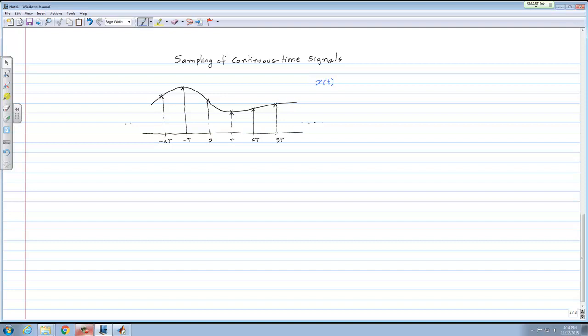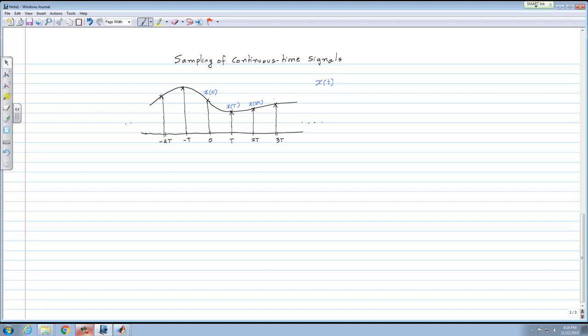That means I get to know the value taken by the signal at time t equal to 0, namely x of 0. We know x of T, we know x of 2T, and so on and so forth. But we don't know the values taken by the signal for the intermediate time instances. So the question we are interested in is, can we recover x of t back from just the samples?